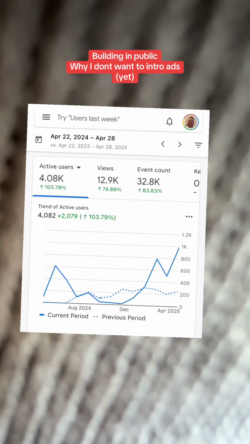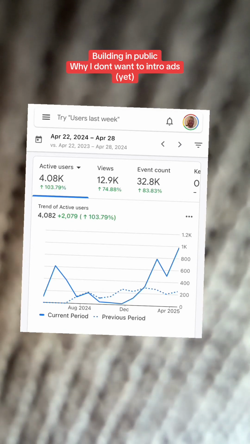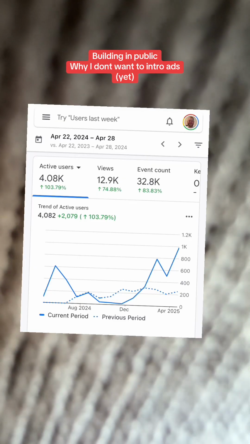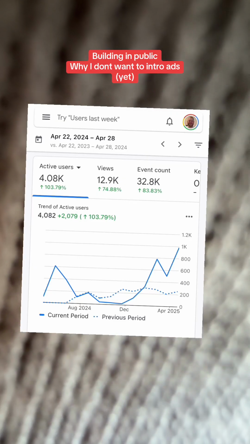Laterally is a tech career acceleration platform, and I'm building in public here. So I'm going to walk you through my growth metrics and then the decision to introduce ad spend and why I don't want to introduce it just yet.